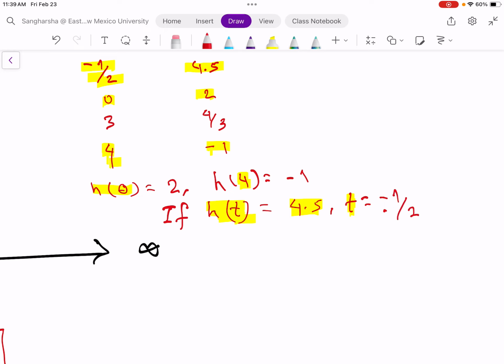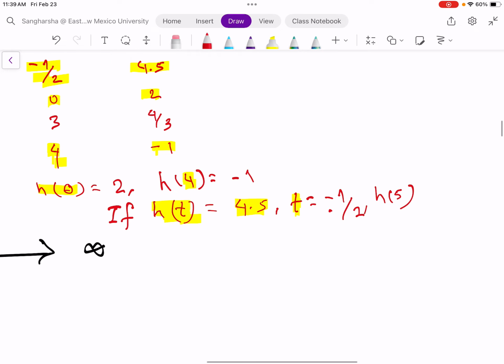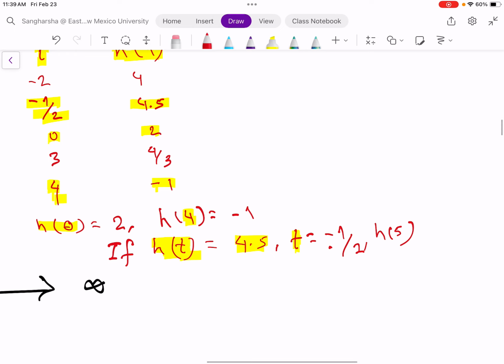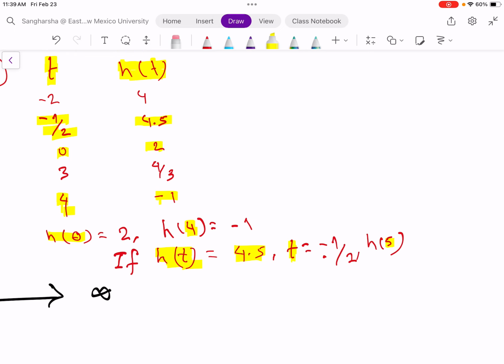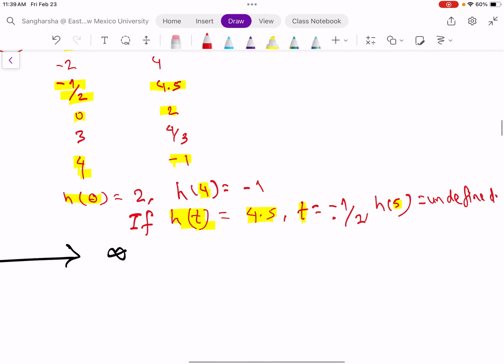Okay, one more. Now what about H of 5? What is H of 5 here? That's true, because our input is 5 and we don't have input 5 here. We have -2, -1/2, 0, 3, 4. There is no 5. So this is undefined. H of 5 is undefined.